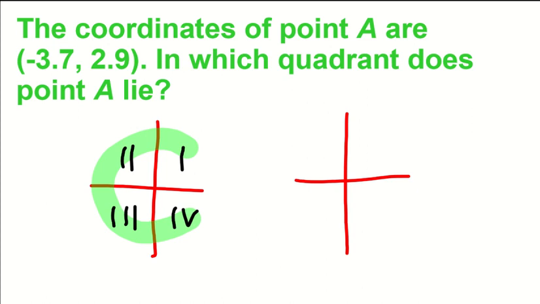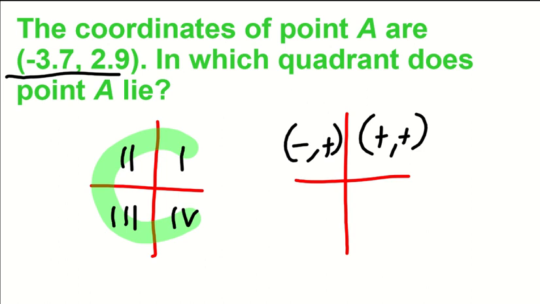quadrant 1 is positive, positive. Quadrant 2 is negative, positive. So that's why this one was quadrant 2. The decimal part doesn't matter. It's the signs on them. Quadrant 3 is negative, negative. And quadrant 4 is positive, negative.